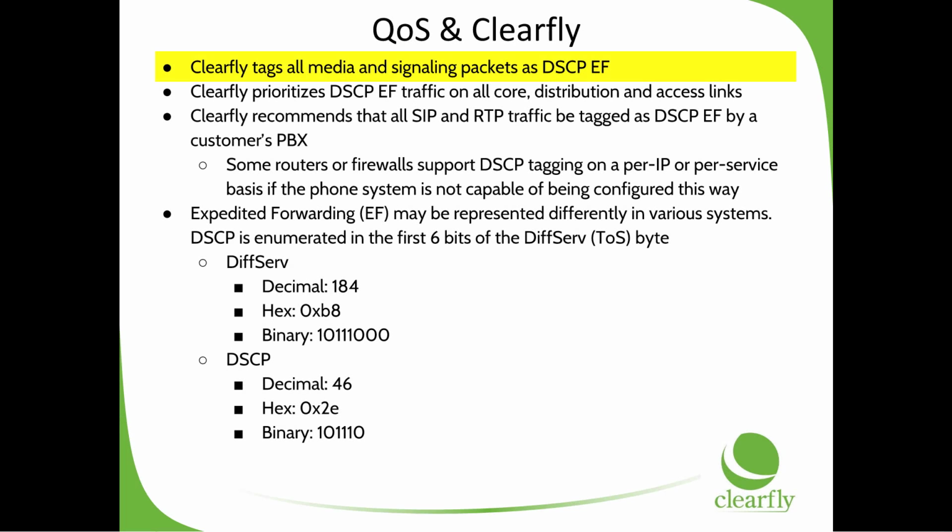Clearfly marks all media and signaling packets as DSCP EF. We also prioritize any packets tagged with DSCP EF on all of our core, distribution, and access links. For on-net Clearfly connections, this means that if a customer wants to ensure their voice packets are prioritized on our network, they need to tag them as DSCP EF. Obviously, we can't guarantee how other ISPs will handle your voice traffic, but even for off-net systems, our recommendation is to tag all signaling and media traffic as DSCP EF.